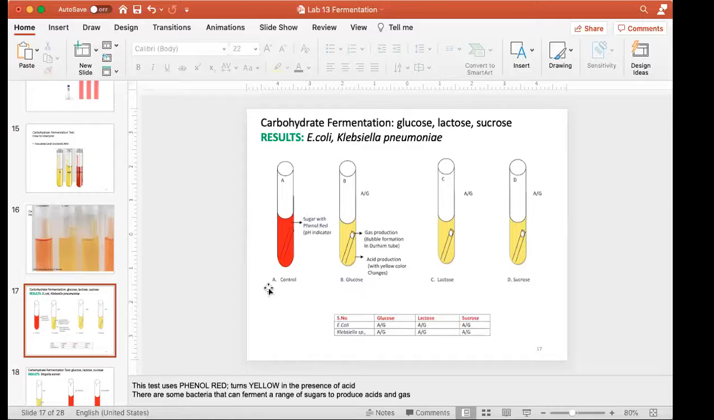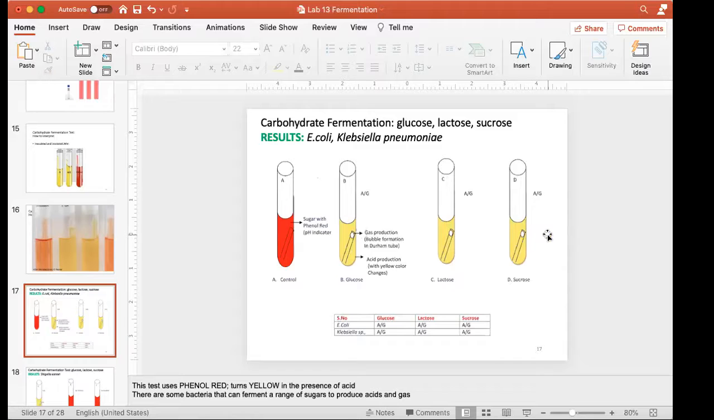Now, over here, we have the control. So this is what the tube looked like before I put the cells in. You can't see the Durham tube very well, but it's in there. It's drawn in there. It's full of red liquid. So glucose tube, 24 hours after incubation. I put cells into the medium. I put the tube into the incubator. 24 hours later, I pulled out the glucose tube and it looked like this. I pulled out the lactose tube, it looked like this. I pulled out the sucrose tube, it looked like this.